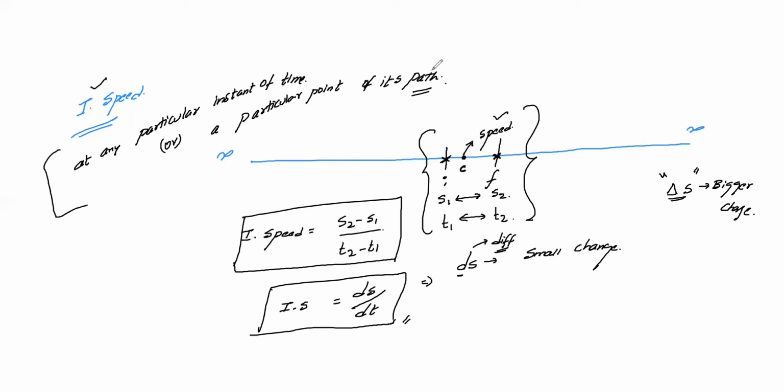This is something about your instantaneous speed, on the path layer, on the particular instant layer. Remember it. This is your instantaneous speed.